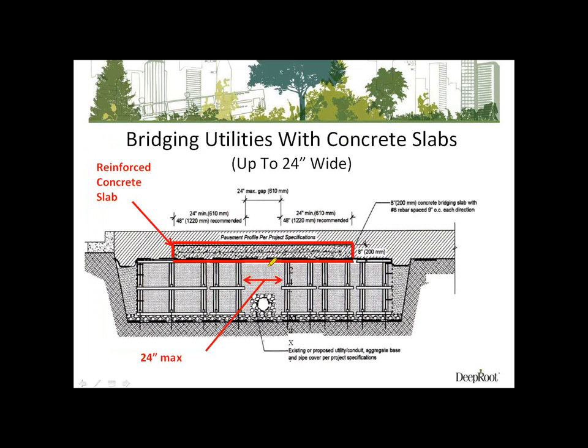Another option is bridging over the utilities with small reinforced concrete slabs. In the event that you don't want to go with the aggregate detail or some of the other methods aren't going to work, you can just leave out Silva Cells. And this is one of DeepRoot's standard details. The engineering has already been done on the concrete slab. I believe it's an 8-inch slab with a little bit of reinforcing in it, and that is then poured over the gap where the missing Silva Cells are. And that detail is designed and engineered to span up to a 24-inch gap.